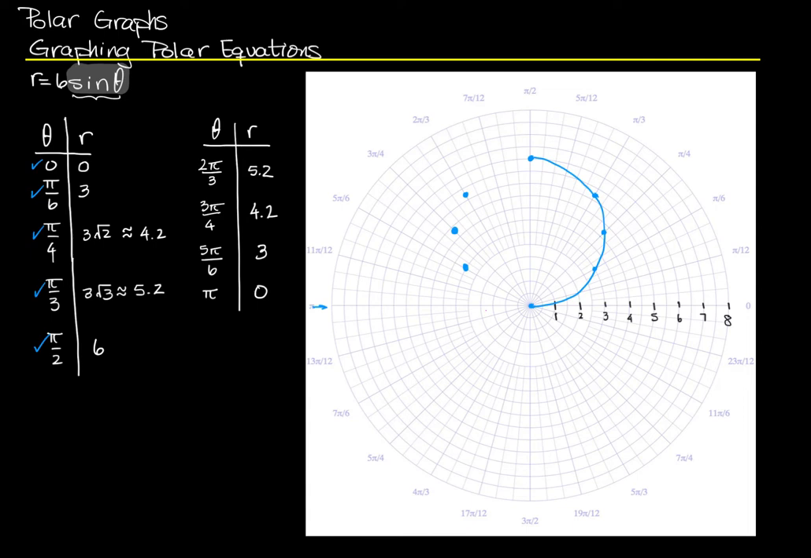So I need another, I'll do a different color. I'm going to land right there again. And when I connect these dots, I get something like this. And lo and behold, we have a circle, which instead of being centered at the pole, is centered 3 units above the pole. And this is exactly the same circle as we got when we graphed it by first changing the polar equation into Cartesian form.